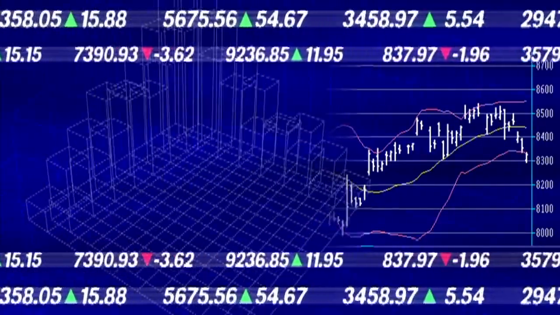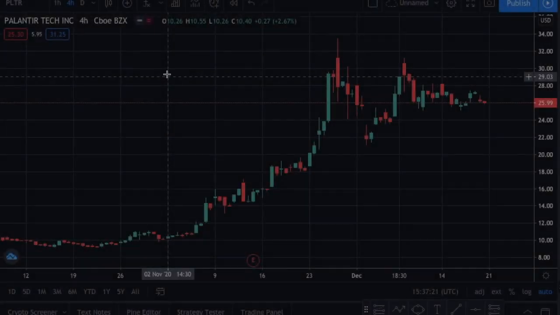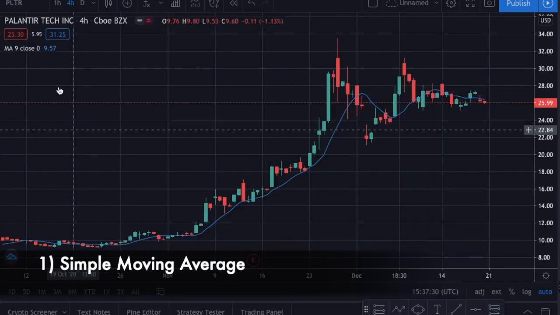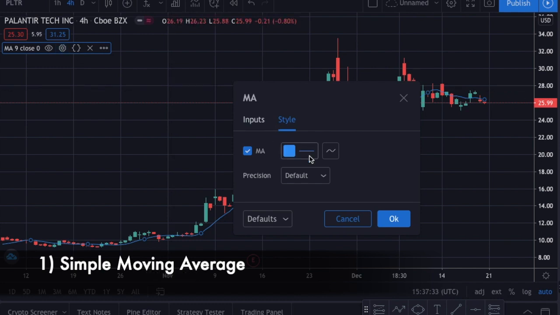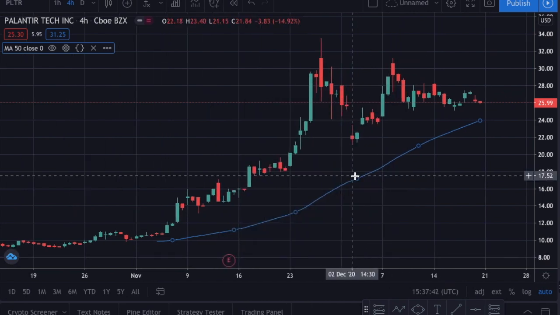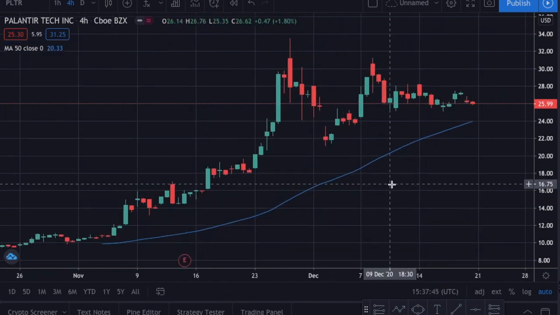If you are not a new trader, you must know that moving averages are the most popular indicator of all time. So let's start with moving averages. Simple moving average, also known as the SMA, is one of the most used indicators in the world, if not the most. Moving averages are used to identify the direction of the trend. The simple moving average is the line you see on the screen.